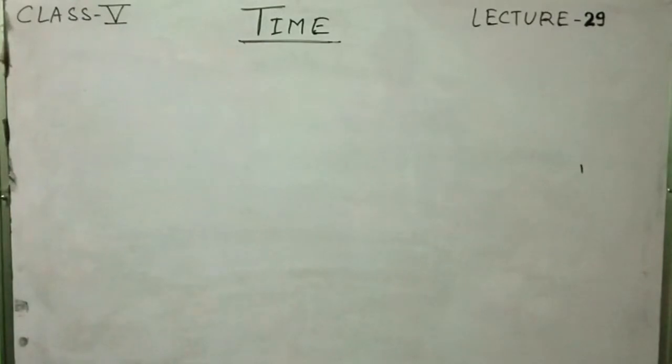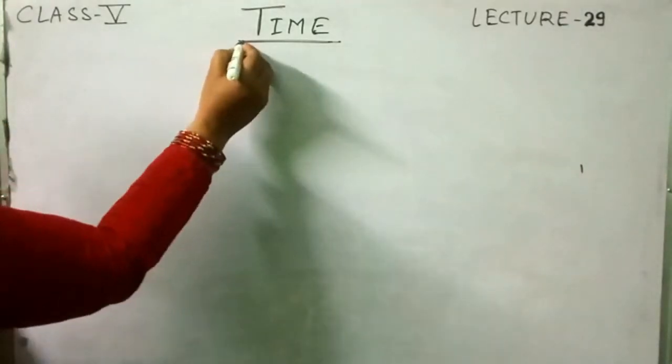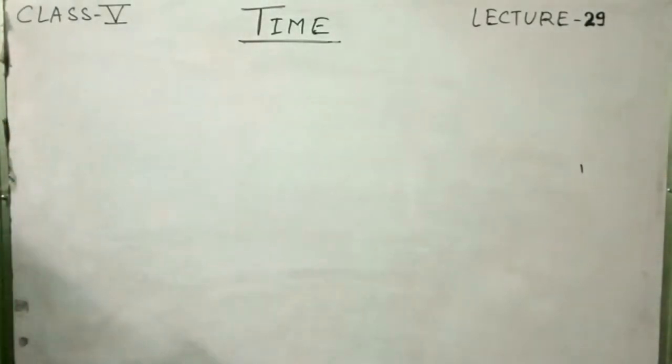Children, in the previous class I taught you about money and today I will teach you about time. That means today's topic is time. First I will explain what time is. Time is the ongoing sequence of events taking place, that is the past, present and future.